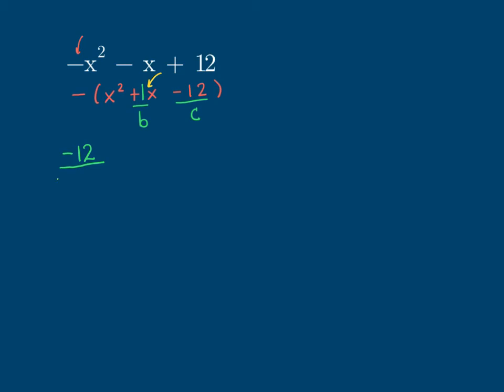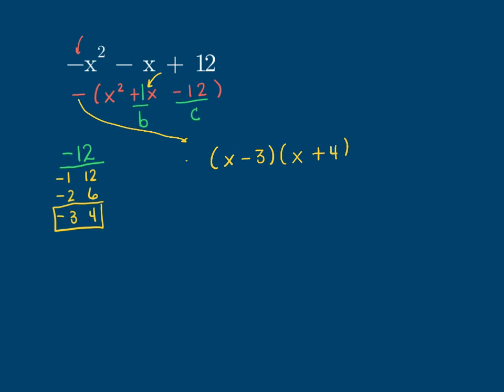So we can either have negative 1 and 12, negative 2 and 6, or negative 3 and 4. We can see that the negative 3 and 4 will add to equal positive 1, so this will factor into x minus 3 times x plus 4, and then we can't forget to include the negative that we factored out at the very beginning.